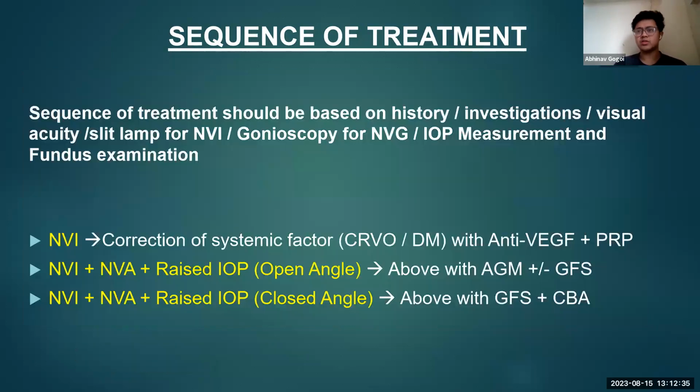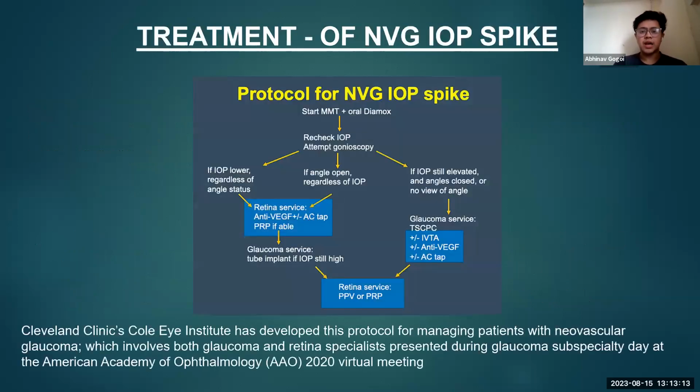Sequence of treatment should always be based on the history, investigation, visual acuity, slit lamp examination, gonioscopy, IOP measurement, and fundus examination. So basically, if the neovascularization is in the iris, first we do correction of systemic factors like CRVO and diabetes with anti-VEGF and PRP laser. If the neovascularization is in the angle with a raised IOP and the angle is open, we can do all of the above treatment modalities with an anti-glaucoma medication and, if required, a glaucoma filtration surgery. If the IOP is raised but the angle is closed, we can do all the above treatment modalities with a cyclophotocoagulation. This is the basic management of a neovascular glaucoma in which the IOP spikes.